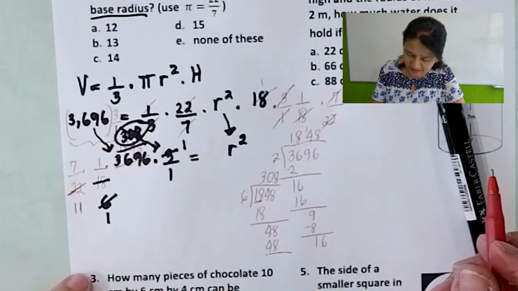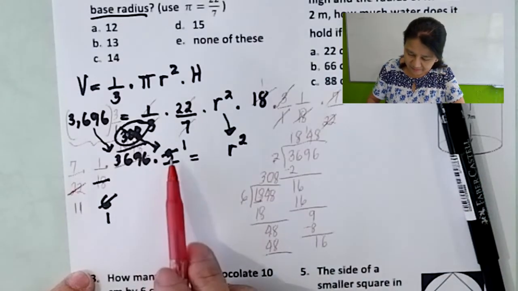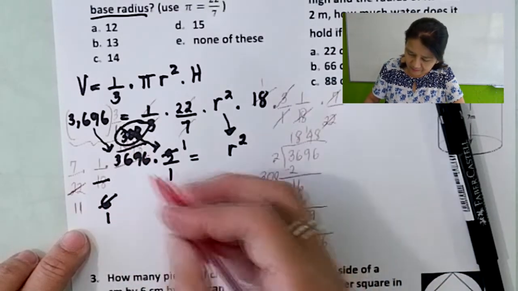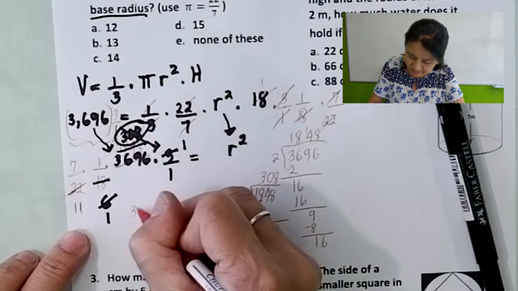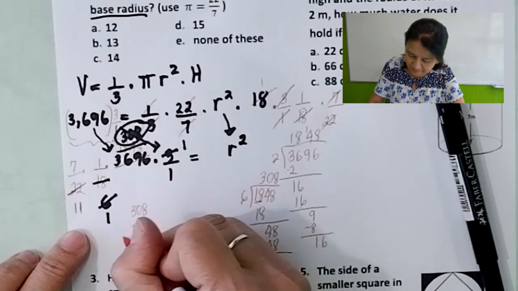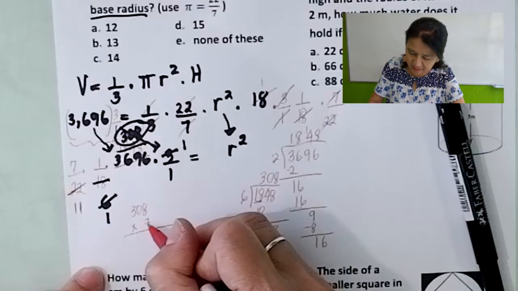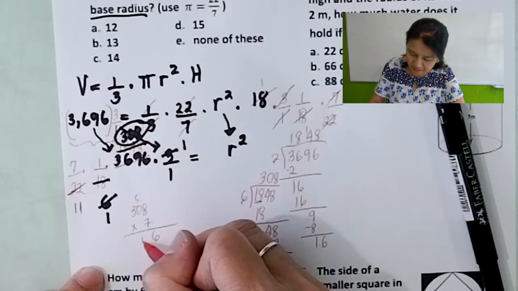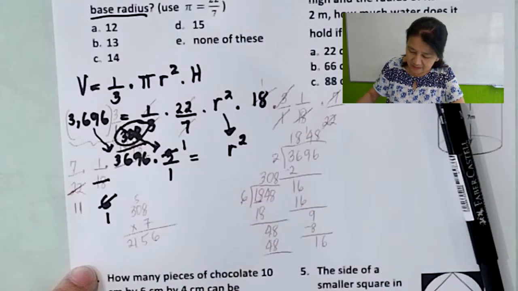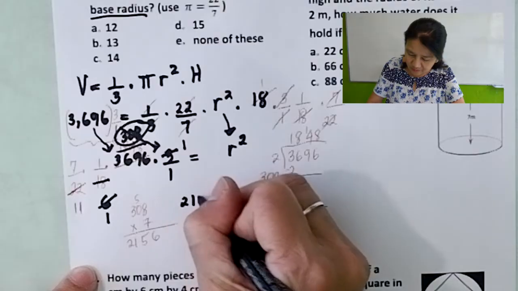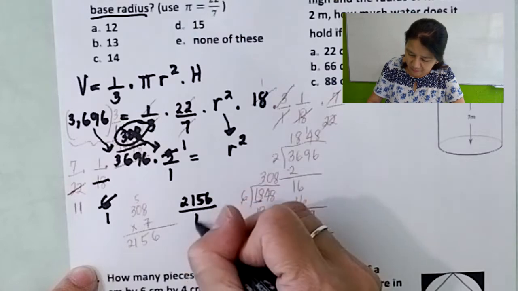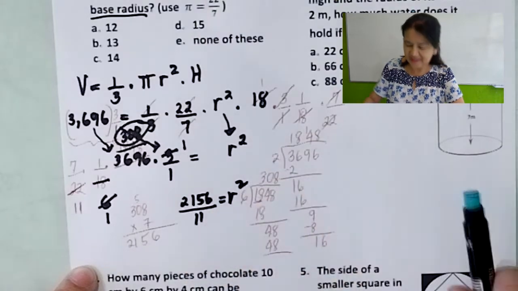Oh, is there still anything which is cancelable? No more. So we're left here with 308 times 7 times 1 times 7 in the numerator. 8 times 7 is 56, carry 5. 7 times 3 is 21, plus 5. So the numerator gives us 2,156. Denominator: 11 times 1 times 1, over 11 equals r squared.